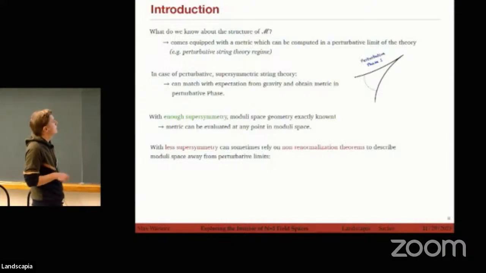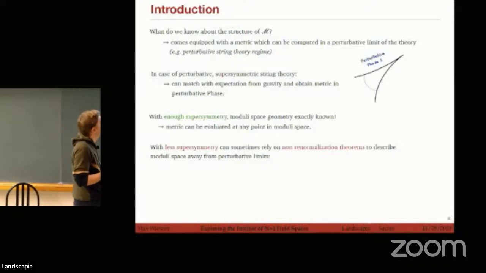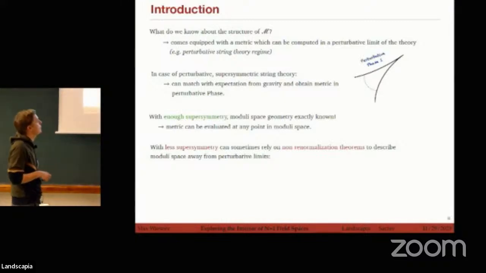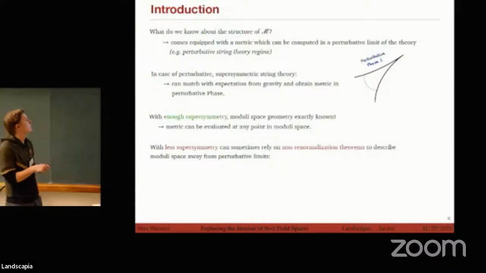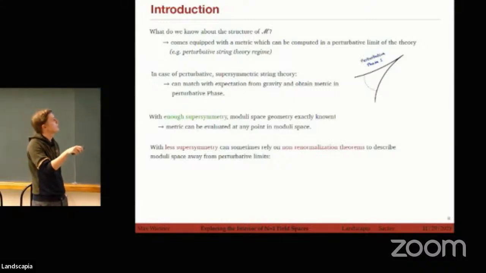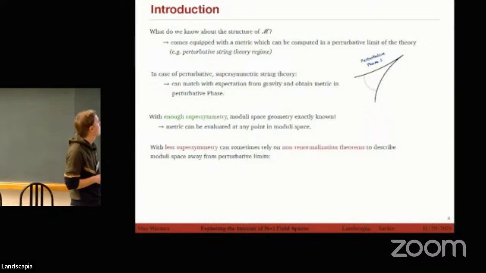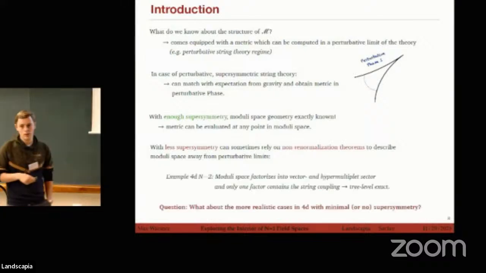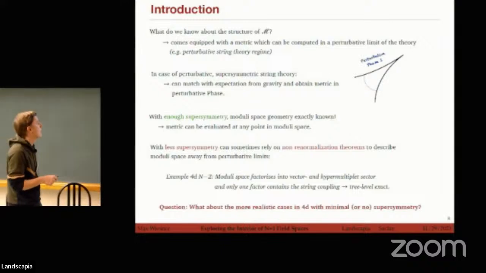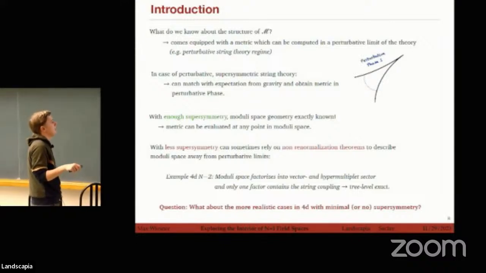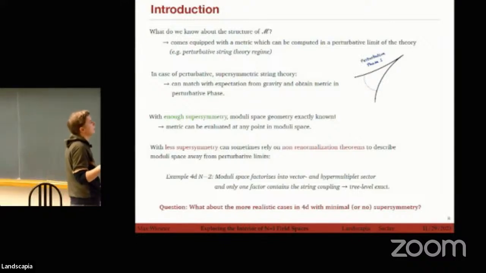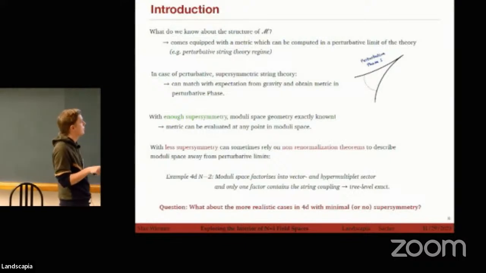With less supersymmetry, the situation becomes way more difficult, but sometimes we can rely on non-renormalization theorems that allow us to interpolate from such a perturbative phase all through the moduli space that I didn't draw here. An example of this is, of course, 4D N=2, which we love and which I think we understand very well, because at least here the moduli space factorizes into a vector and hypermultiplet sector.